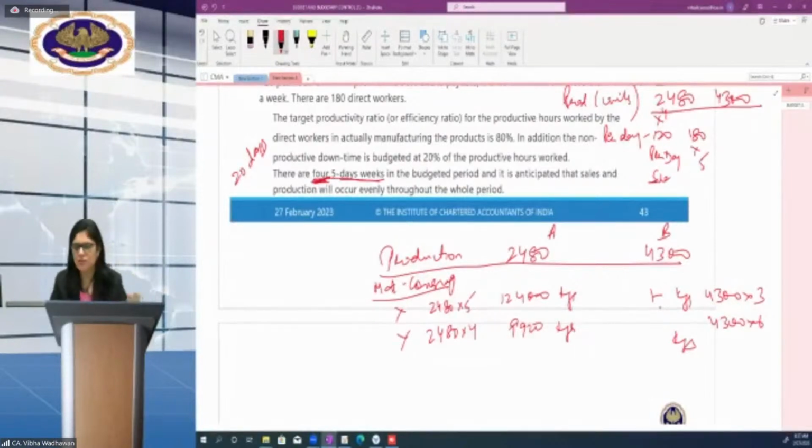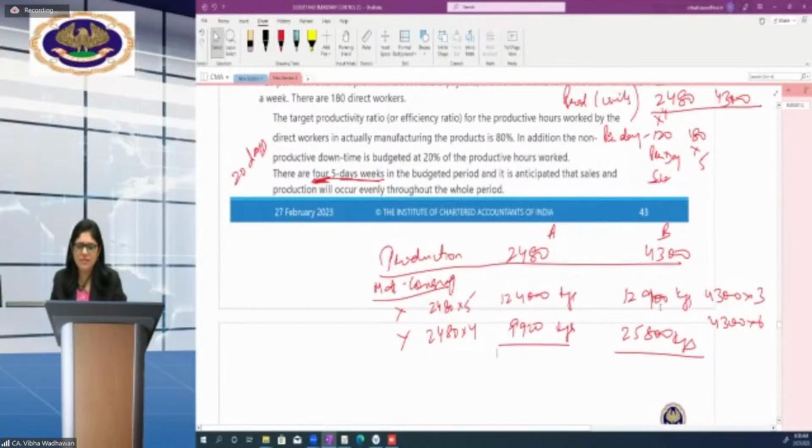Total consumption. Can you please give me the product-wise consumption first? 4300 into 3 is 12,900 for product B, material X, and 25,800 for product B, material Y. Okay, so this is the consumption in units.